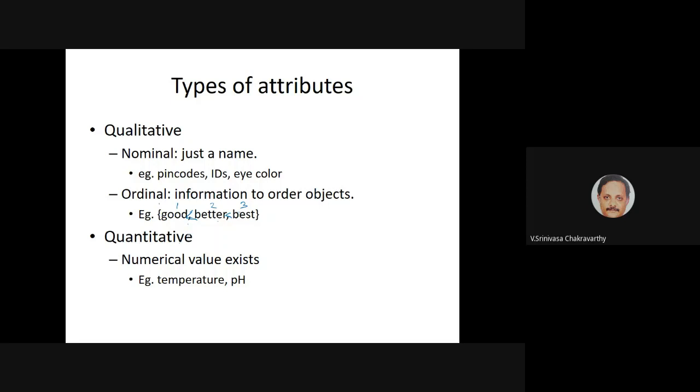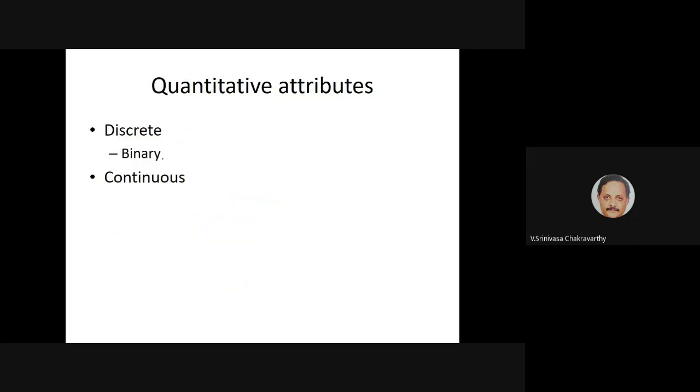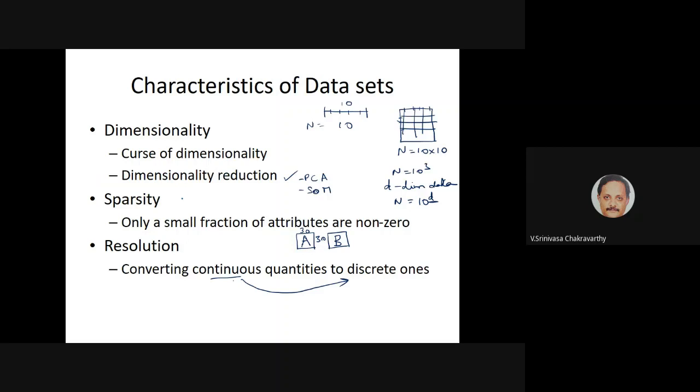Quantitative is just numerical data. So you can give a number to this. Among quantitative, again, you have different categories: discrete, right? Here you can have binary also, even a special category, or continuous.